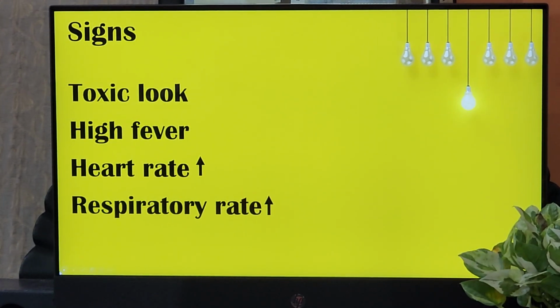And when you reach the hospital, when the duty doctor has a look, the child will be having an anxious look and he will not be moving much. He will be restless, but he will not be moving much. Restricted mobility and high fever, 102, 103. Heart rate is very high, 110, and respiratory rate is more than 30 to 40.